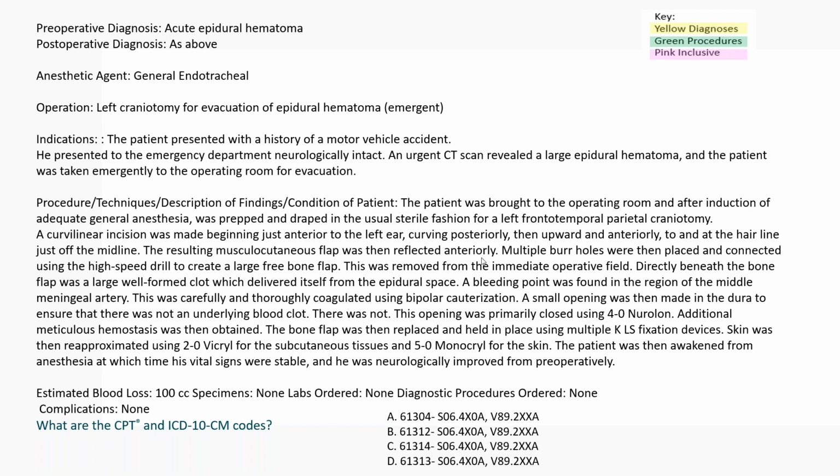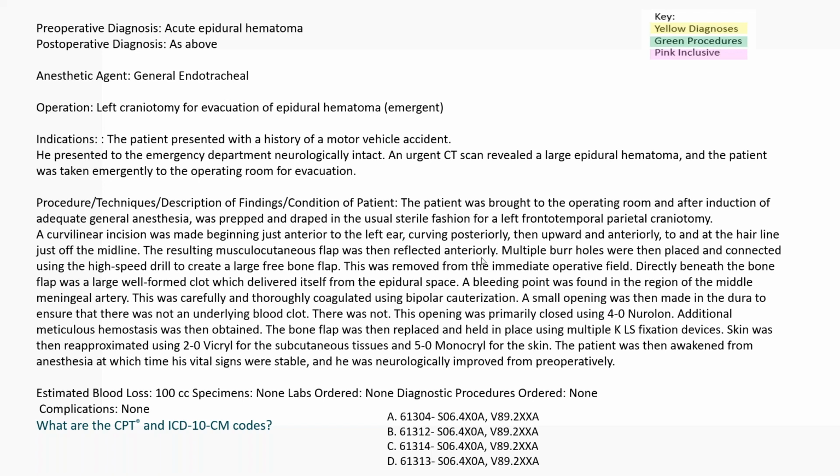There was not. This opening was primarily closed using 4-0 Neurolon. Additional meticulous hemostasis was then obtained. The bone flap was then replaced and held in place using multiple KLS fixation devices. Skin was then reapproximated using 2-0 Vicryl for the subcutaneous tissues and 5-0 Monocryl for the skin.